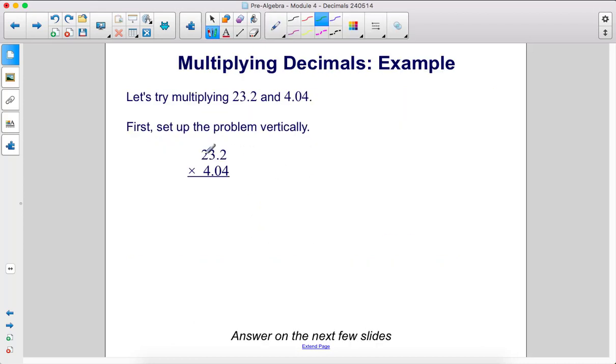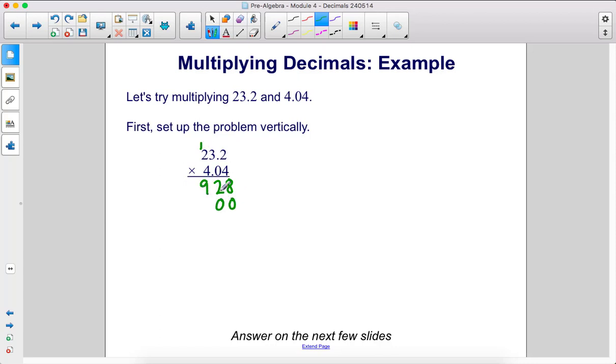Let's try multiplying 23.2 and 4.04. First, we set the problem up vertically. Then we ignore the decimals and just multiply the numbers. So we start here with this 4. 4 times 2 is 8. 4 times 3 is 12, so we put the 2, carry the 1. 4 times 2 is 8, plus 1 is 9. We put a 0 and we keep going.